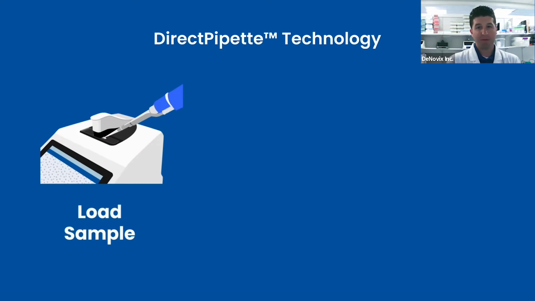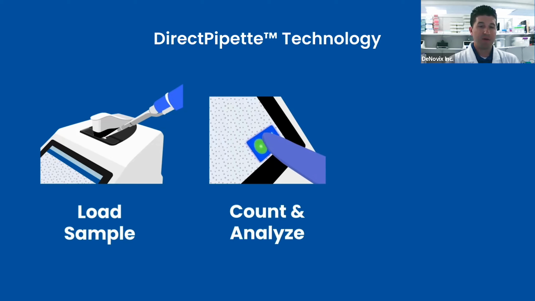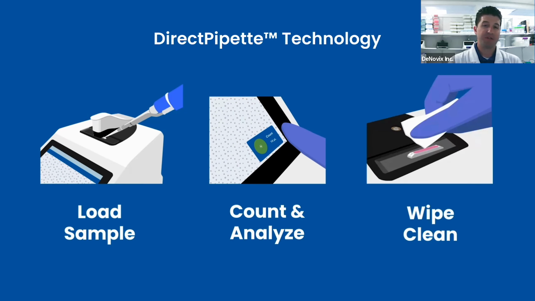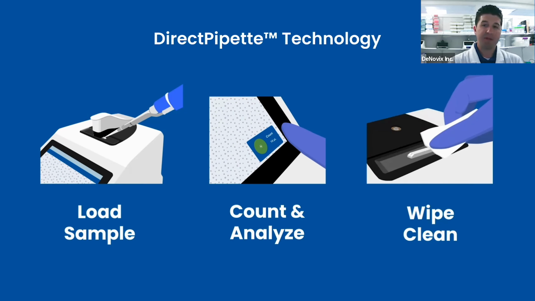So you'll load your sample as I just showed you. Then you'll press the count button to analyze your sample. And once the count has completed, you wipe clean with a simple Kim wipe from your lab. And that's it. That's the whole analysis procedure on the CellDrop. So in general, this takes less than a minute and allows you to quickly and precisely quantify a large number of samples so that you can move on to your downstream applications with confidence that you have quality samples to put into the sequencer.